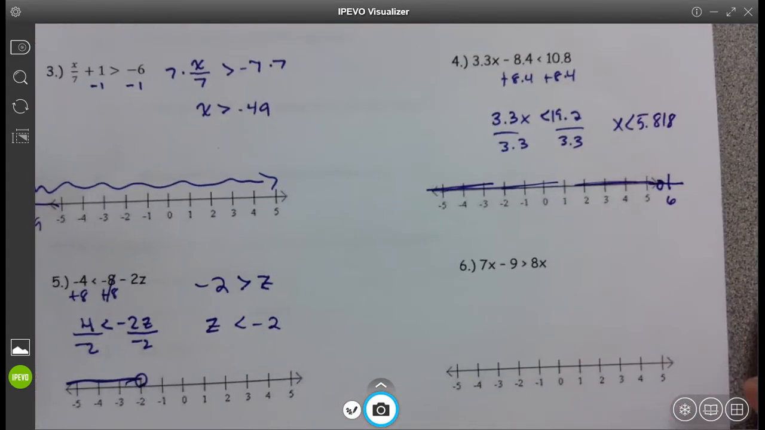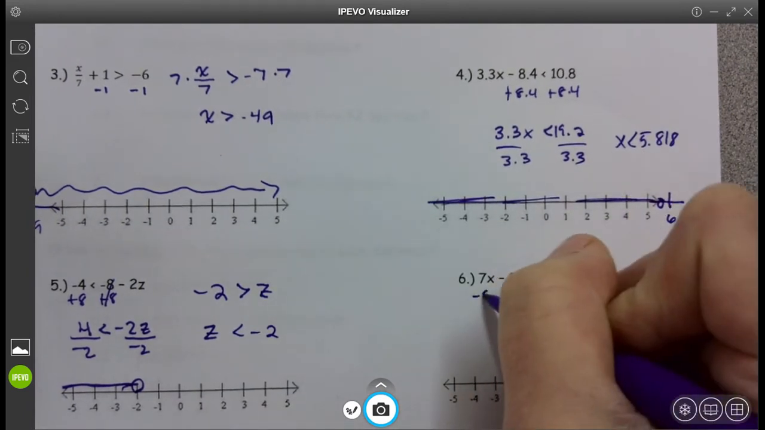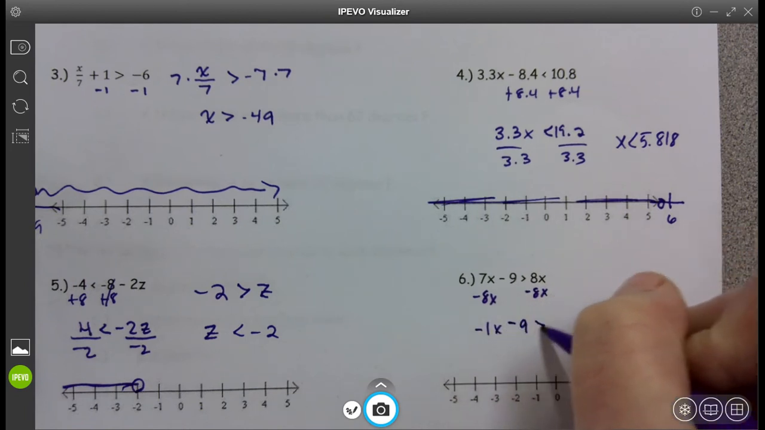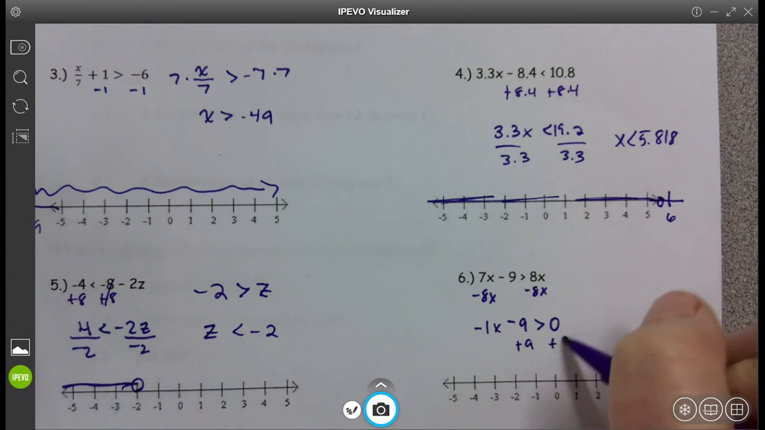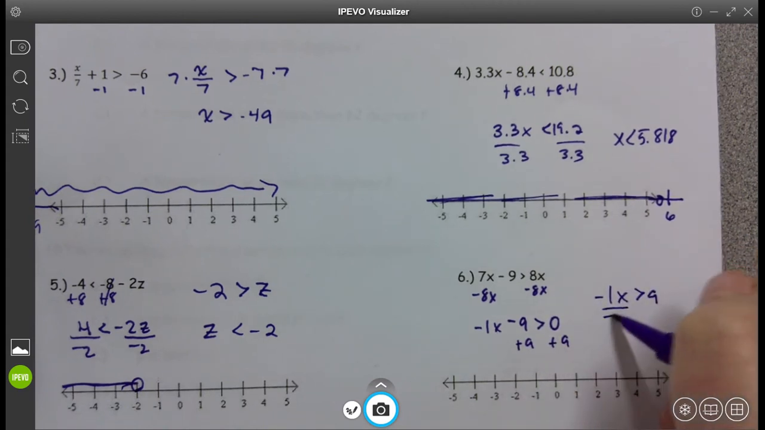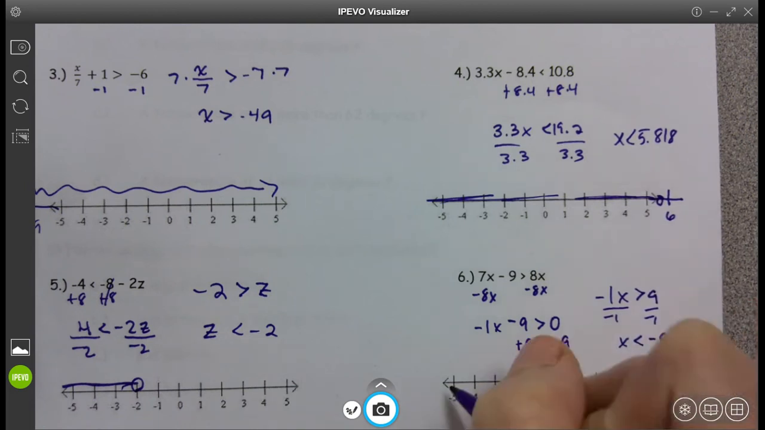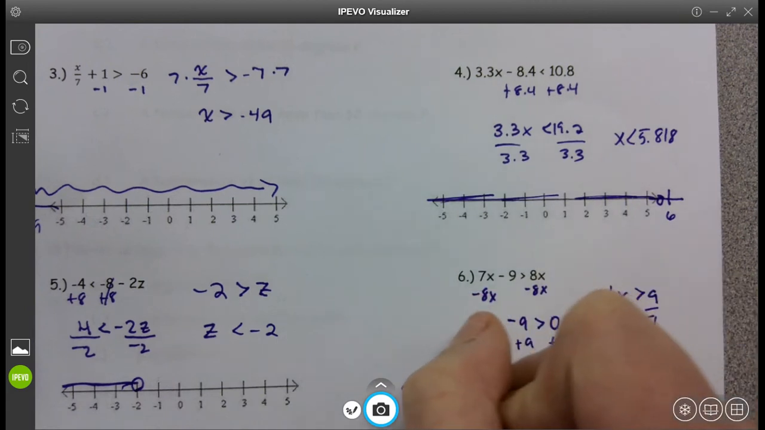Number 6, we have to get x by itself. So we're going to get x's to the left by subtracting. We'll get -1x - 9 is greater than 0. Then we're going to get numbers to the right by adding 9 to both sides. -1x is going to be greater than 9. We divide both sides by a negative. The sign flips. So x is less than -9.